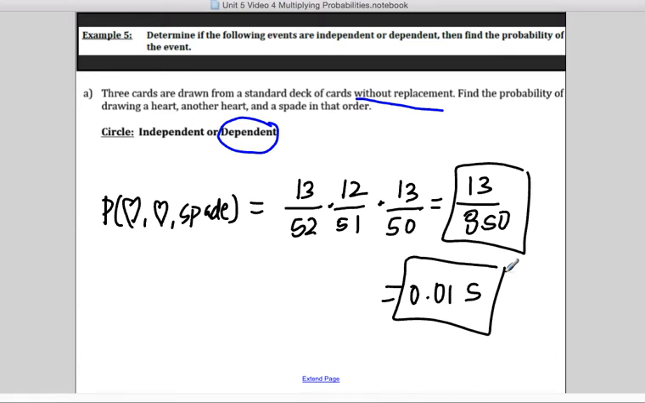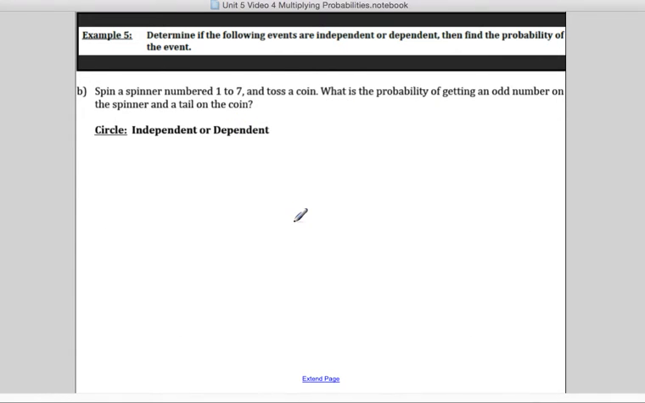All right, so there is example A. B, spin a spinner numbered 1 to 7 and toss a coin. Does what I get on my spinner affect what happens on my coin? No. So right away, I know independent. What is the probability of getting an odd on the spinner and a tail on the coin?